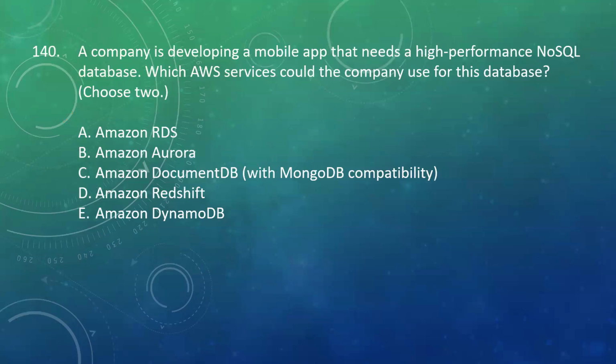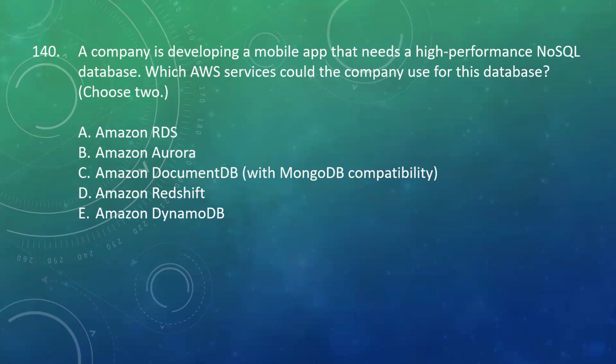A company is developing a mobile app that needs a high performance NoSQL database. Which AWS service should the company use for this database? Your options are, and you need to choose the two options. Now the options are Amazon RDS, Amazon Aurora, Amazon DocumentDB with MongoDB compatibility, Amazon Redshift, Amazon DynamoDB.